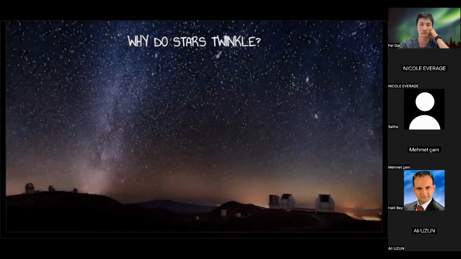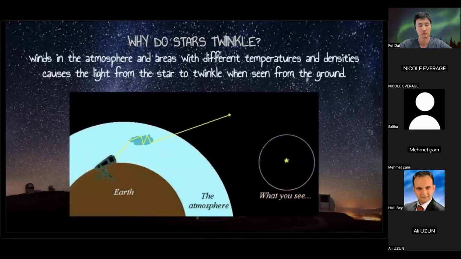So to start, let's ponder on a simple question that motivates the technique described in the rest of the talk. Why do stars twinkle? This little animation explains that. Starlight goes through several layers of atmosphere and it undergoes refraction at each layer. In addition to that, its propagation is affected by the winds in the atmosphere and by areas with different temperatures and densities. This is broadly referred to as turbulence.